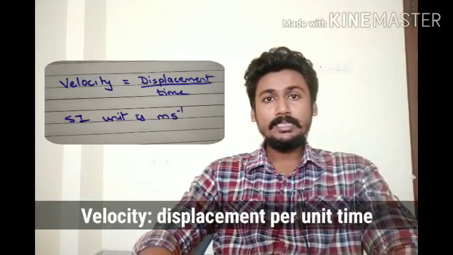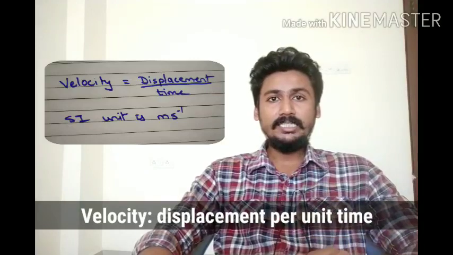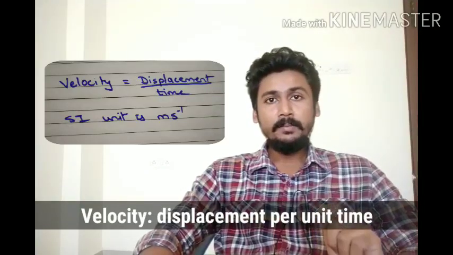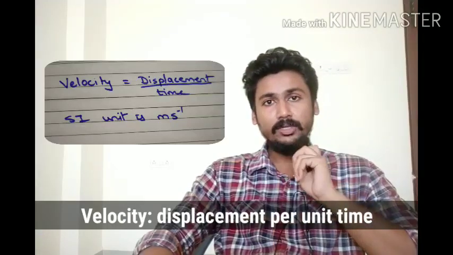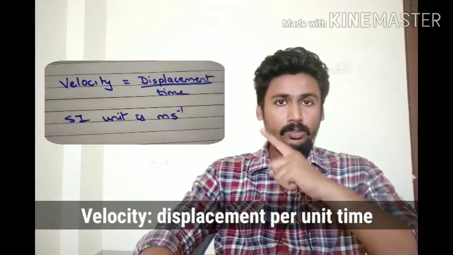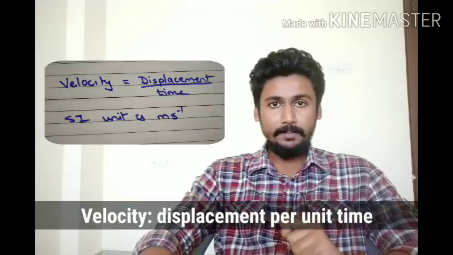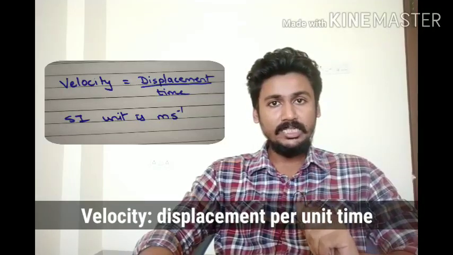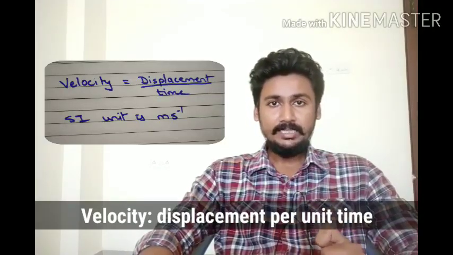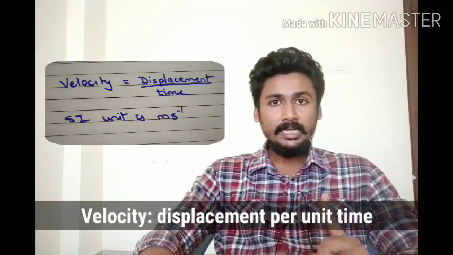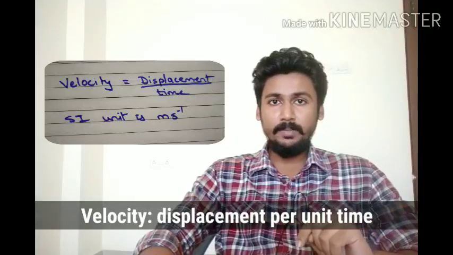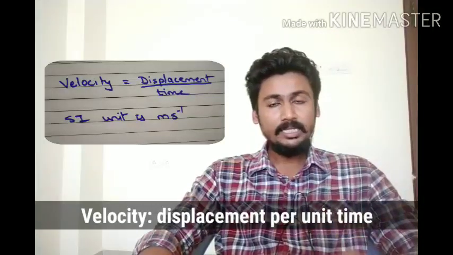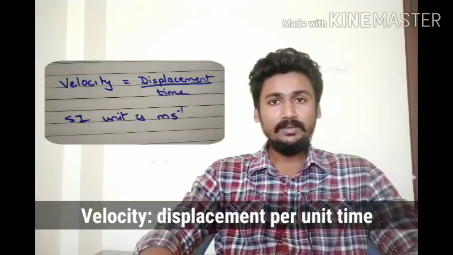Next quantity is called as velocity. Velocity is defined as displacement per unit time. So this is the formula. Velocity we define as velocity is equal to displacement upon time. SI unit of velocity is once again meter per second. Velocity is a vector quantity because it is displacement by time. Displacement was a vector, therefore velocity is also a vector.